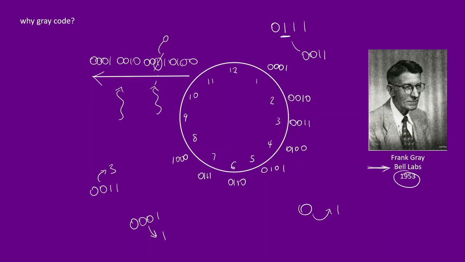So the issue is that when I'm making these transmissions, how do I know that my bits haven't been tampered with? That's the point of Gray code, to be able to identify that, hey, this number is after this number, this is after this.